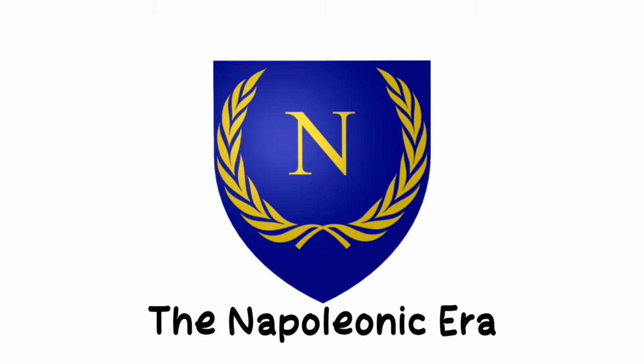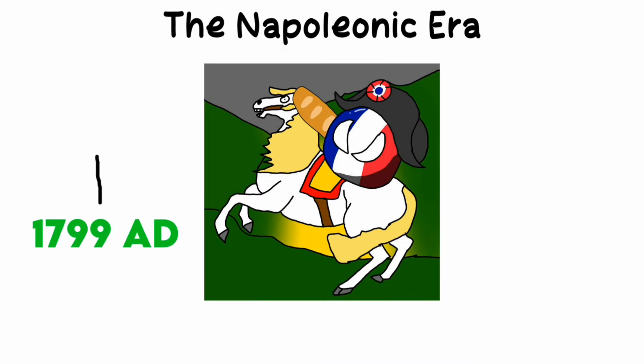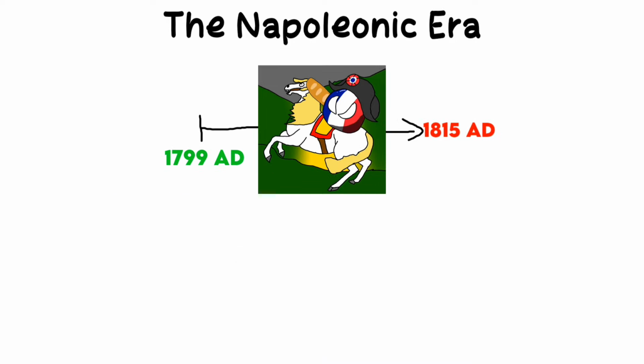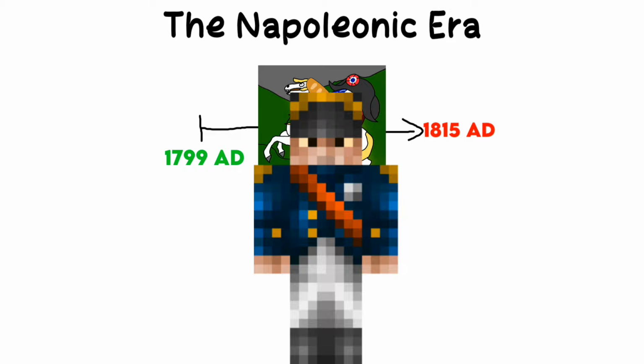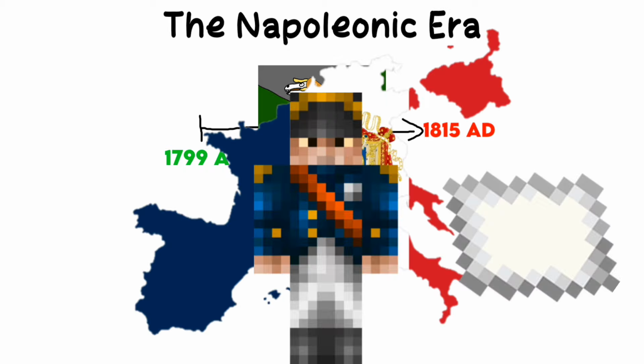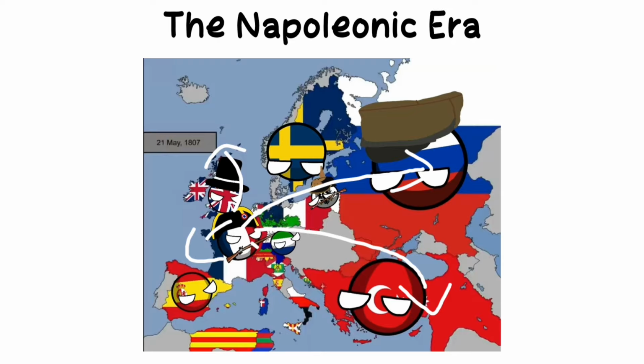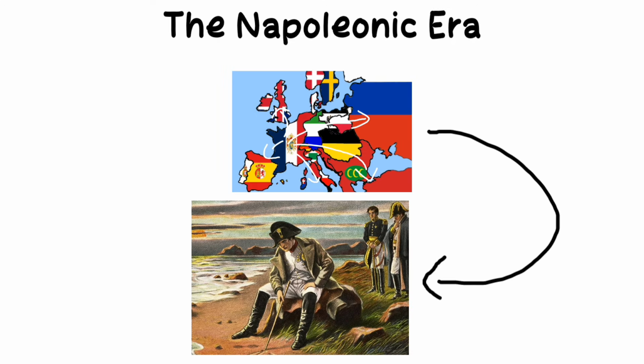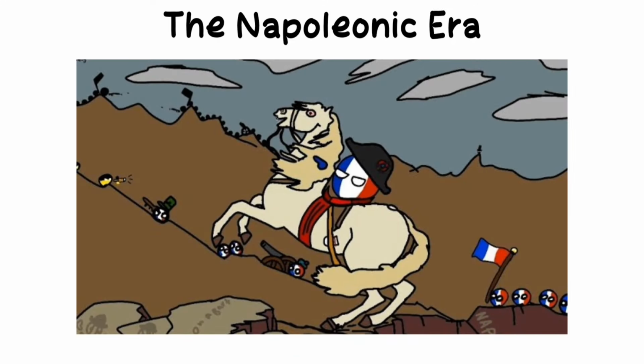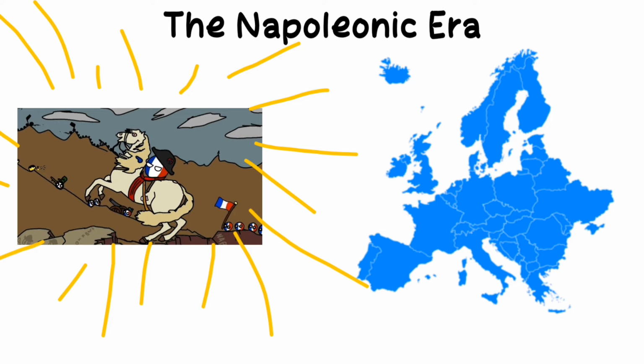The Napoleonic Era. The Napoleonic Era from 1799 to 1815 was dominated by Napoleon Bonaparte's rise to power as Emperor of the French. He implemented legal reforms, known as the Napoleonic Code, and waged wars across Europe, culminating in his defeat and exile. His era left a lasting impact on European politics and culture.